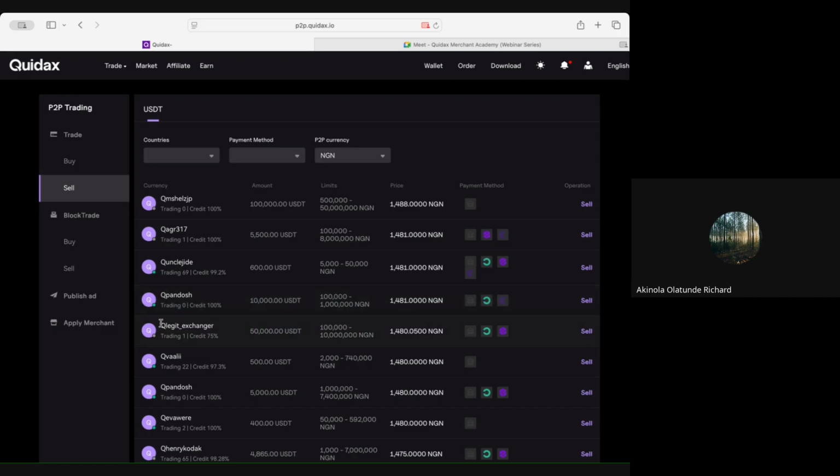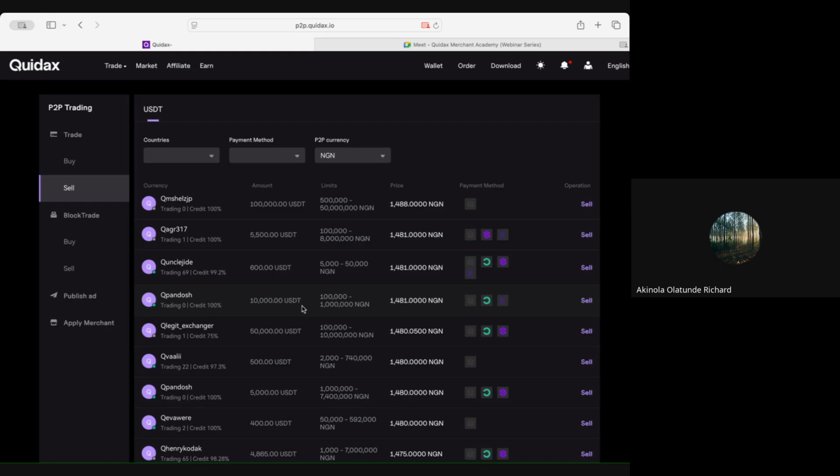But just take a look at this. Q Pandosh, 10K USDT. And I have another one, Q Pandosh, 5K USDT. One at 1,481, one at 1,480. So if I feel like the price out there is so high, I can just go to the advert, change it to 1,485, and then put my ads over every other person that wants to buy on the market so that I can get orders very, very quick.